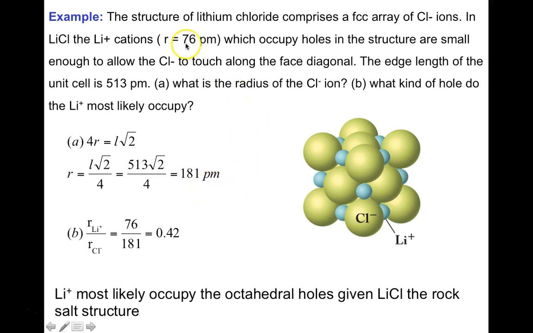Okay, in the problem I'm given the radius of the lithium ion. So now I'm going to calculate the ratio of the radius of the lithium ion to the chloride ion, and it turns out it's 0.42, which is really on the big side to fit into tetrahedral holes. So what makes most sense is that the lithium ions are sitting in the octahedral holes, and that lithium chloride has the same structure as sodium chloride, or another way of saying that is it has the rock salt structure.